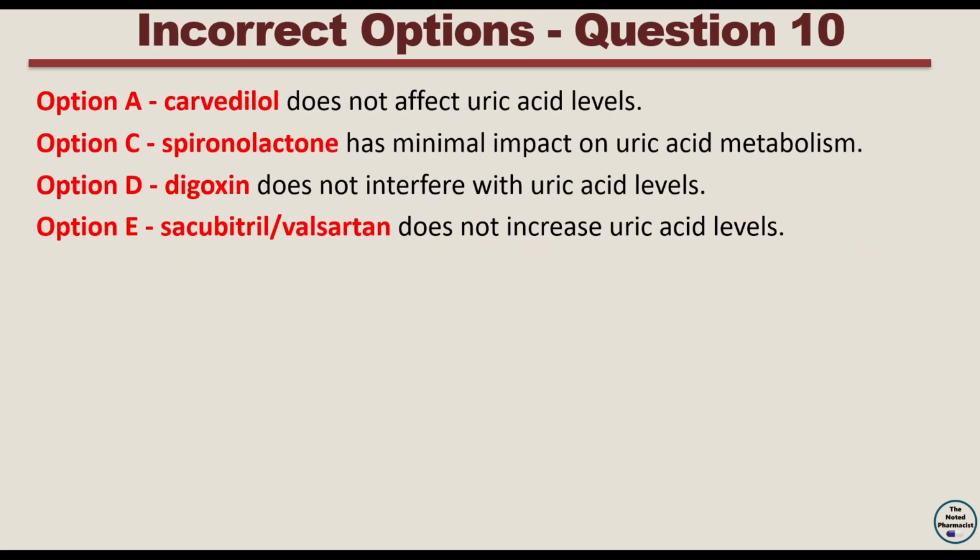Here is the explanation for incorrect options. Option A is incorrect because carvedilol does not affect uric acid levels. Option C is incorrect because spironolactone has minimal impact on uric acid metabolism. Option D is incorrect because digoxin does not interfere with uric acid levels. Option E is incorrect because sacubitril/valsartan does not increase uric acid levels.